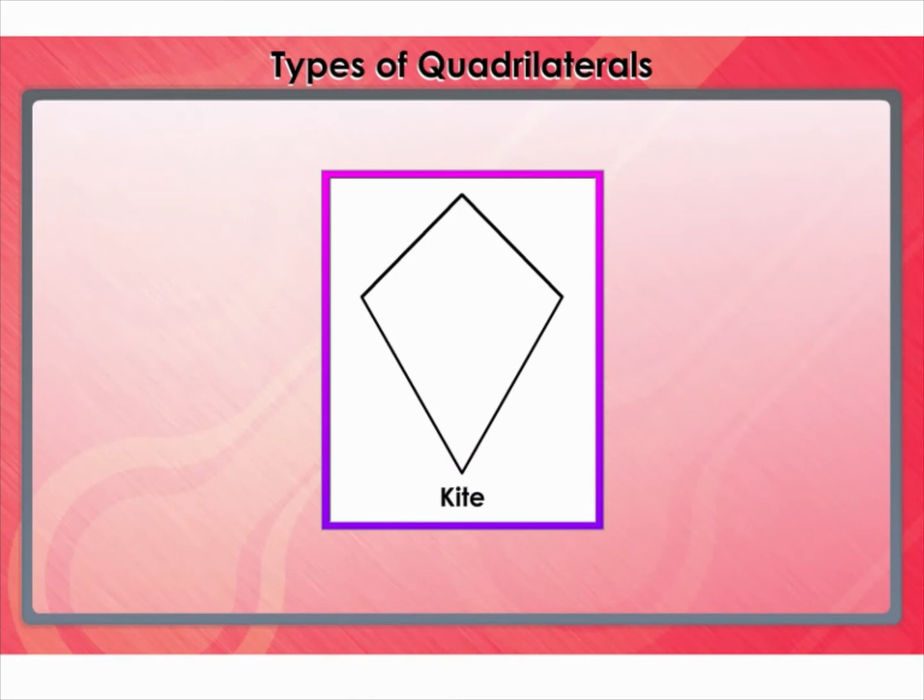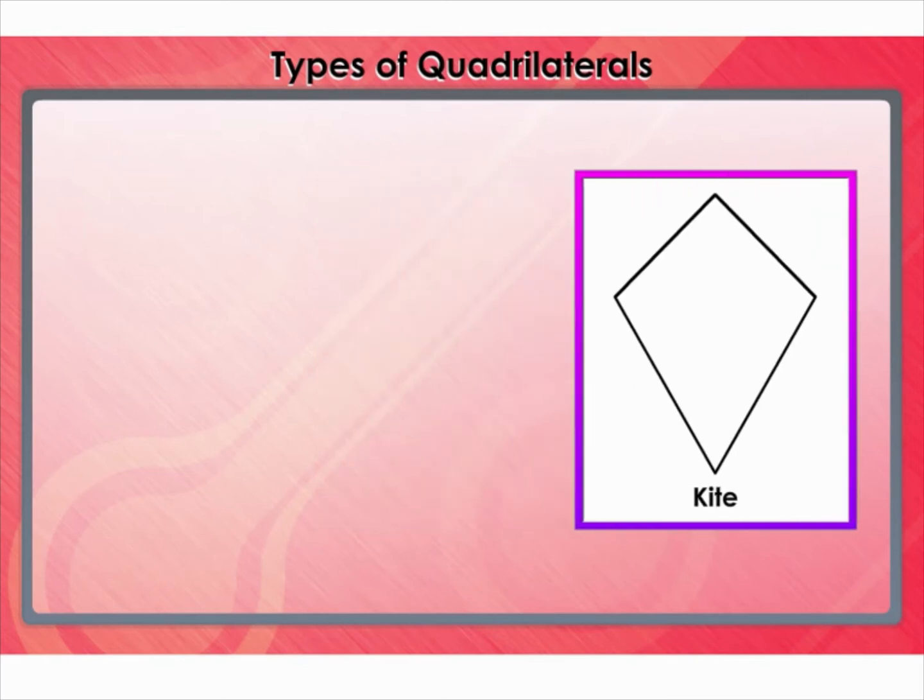Now let's consider the last quadrilateral. This shape looks familiar. Yes, it's similar to a kite. You must have seen them flying in the sky. This quadrilateral is called a kite. Now let's learn more about a kite.